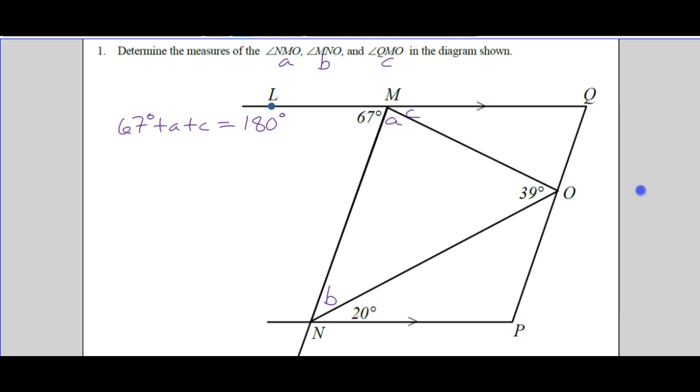I could say that A plus B plus 39 degrees is 180, and what's the reason? Triangle sum, right? Let's just say we're writing these down for our own sake. So that's a straight line. This is triangle sum. Okay, what else can we say?